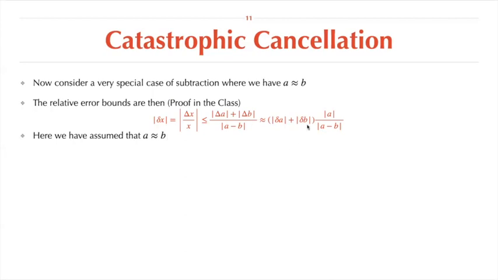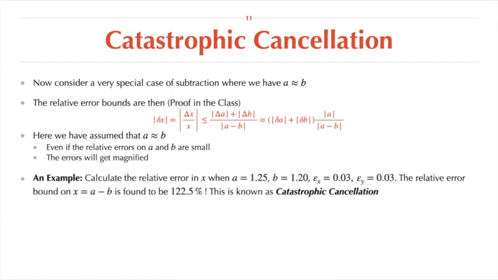Okay, so this is the relative error bound you get. Even if the relative errors on a and b are very small, because of this factor in the denominator, the error will shoot up. They will become very large. For example, if you take a to be 1.25, the error bound on x 0.03 and on y also 0.03, and the quantity b to be this, and you calculate the relative error bound on x equal to a minus b, it is found to be 122%. That's too large. So that's why it's known as catastrophic cancellation.